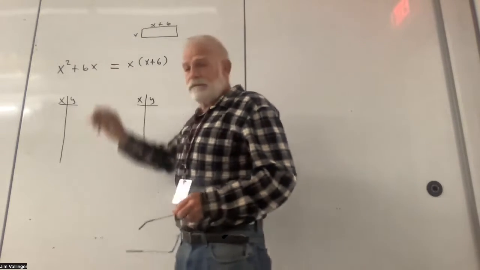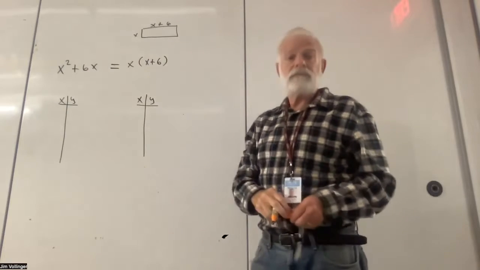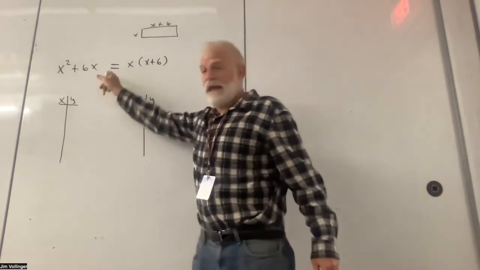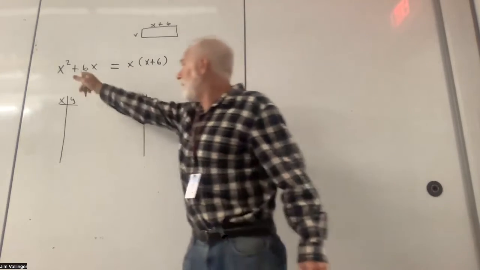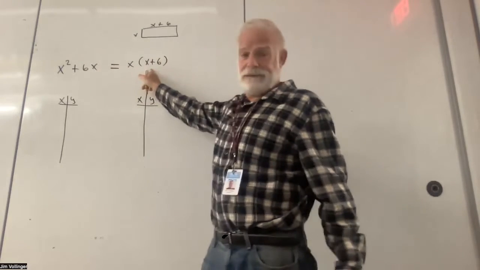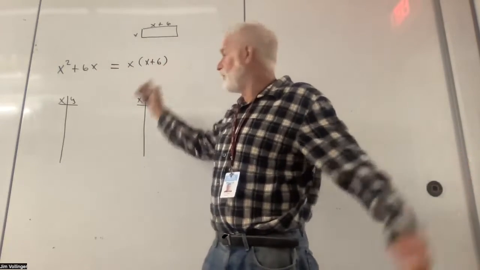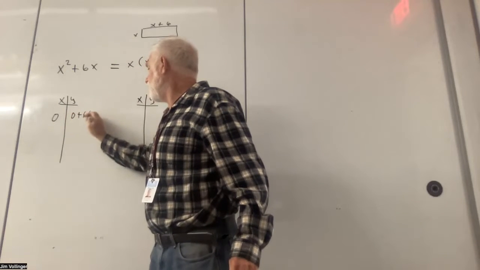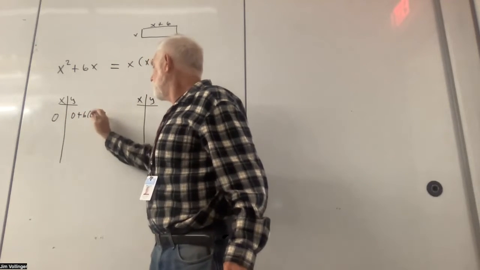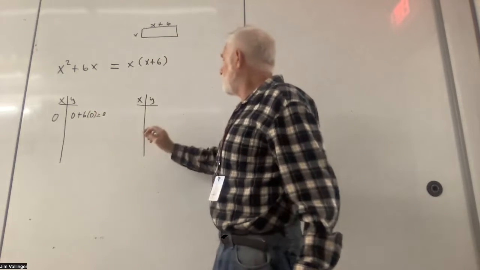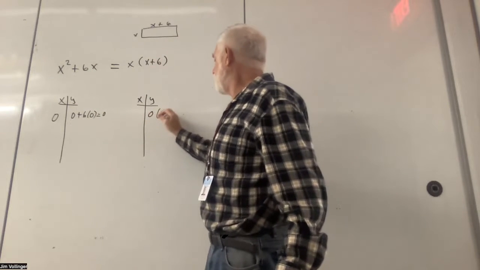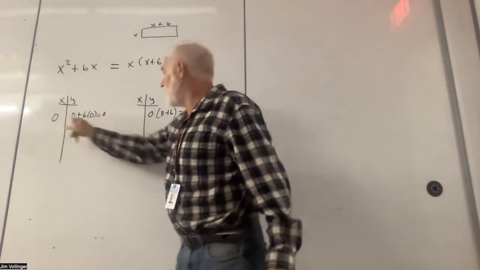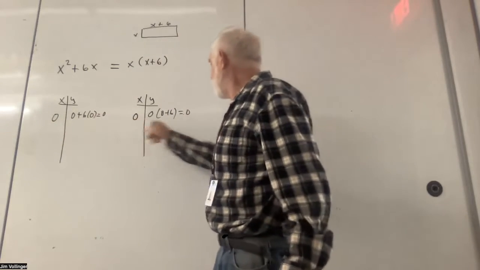The equal sign means what? May be written as. So this calculation may be written that way. But they're the same calculation. If we put a 0 in here, we get 0 plus 6 times 0, which is 0. And over here, if we put a 0 in, we get 0 times 0 plus 6, which is also 0, getting the same number in, same number out, same number in, same number out.